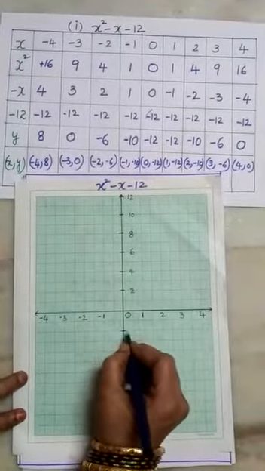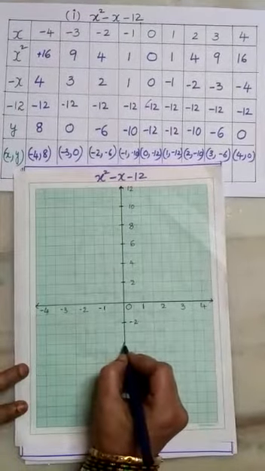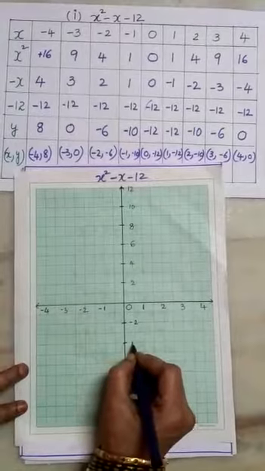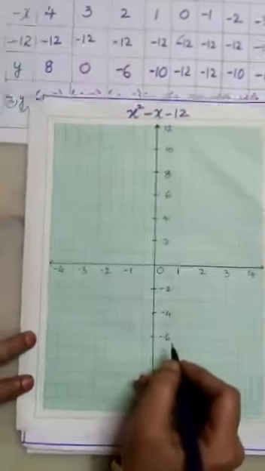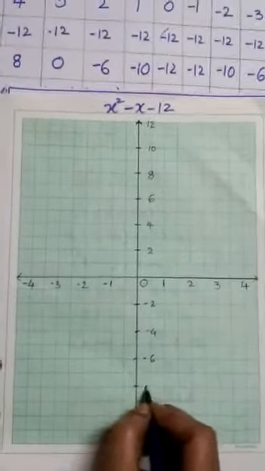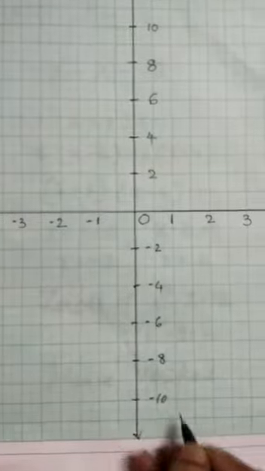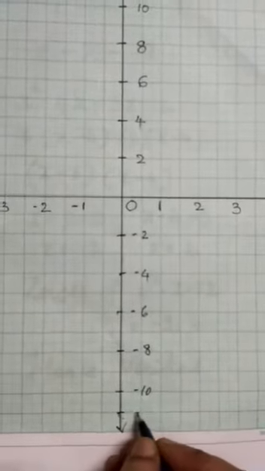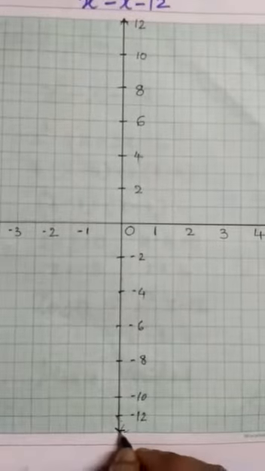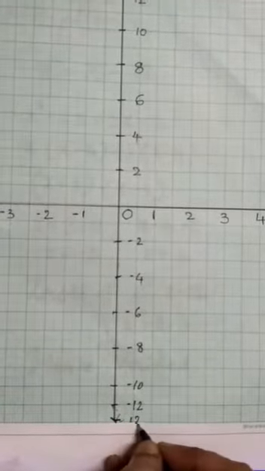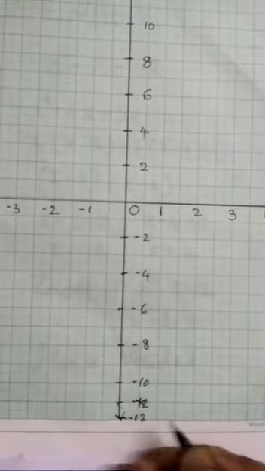Okay. Now the negative points, it's minus 2. Now leave one block and write minus 4. Next minus 6. Next minus 8. Next minus 10. And next one is minus 12. So minus 12, I'm sorry, not here, we have to leave one block here. So minus 12 will be here.